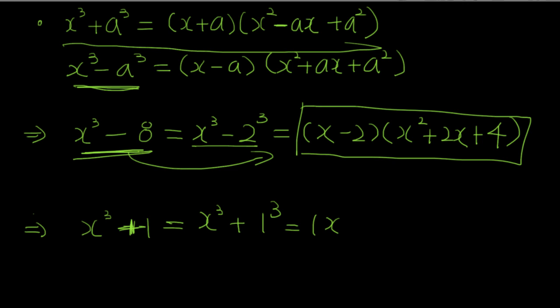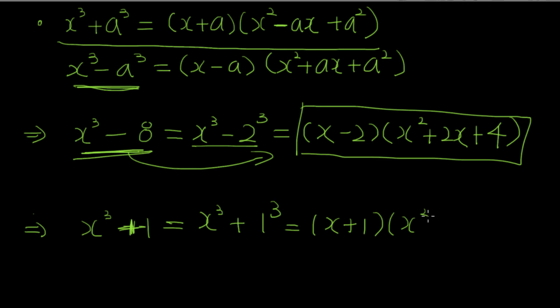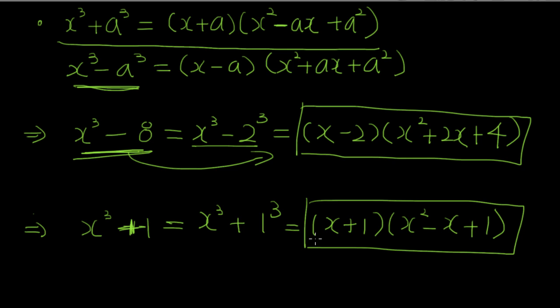So this would be x plus, our a is 1, so x squared minus 1 times a times x. 1 times x is just x, plus 1 squared, which is just 1. So that's our answer, right?